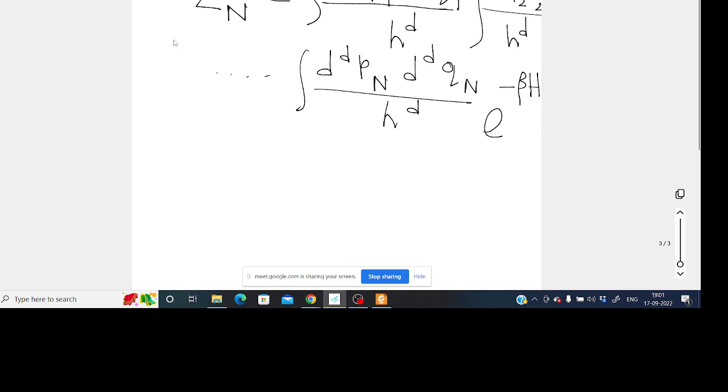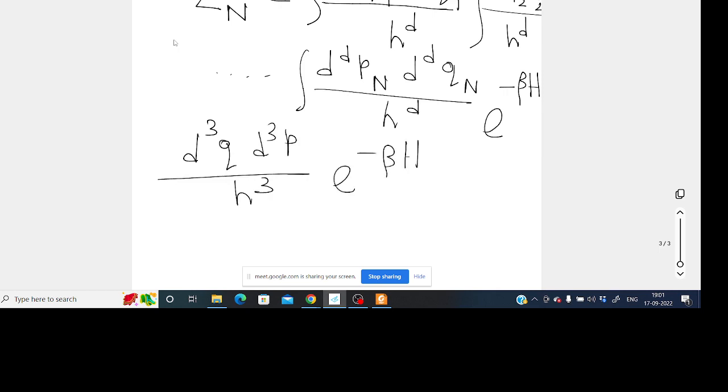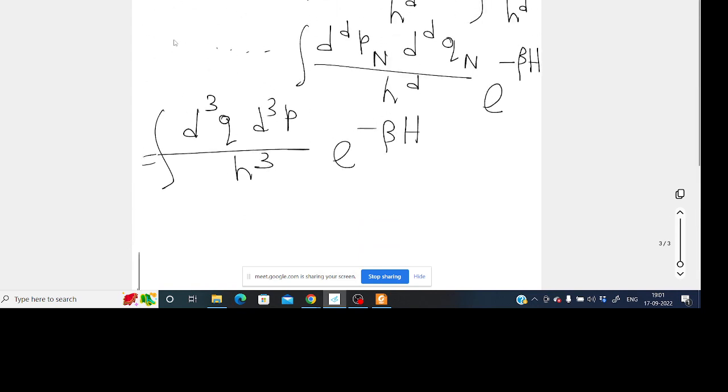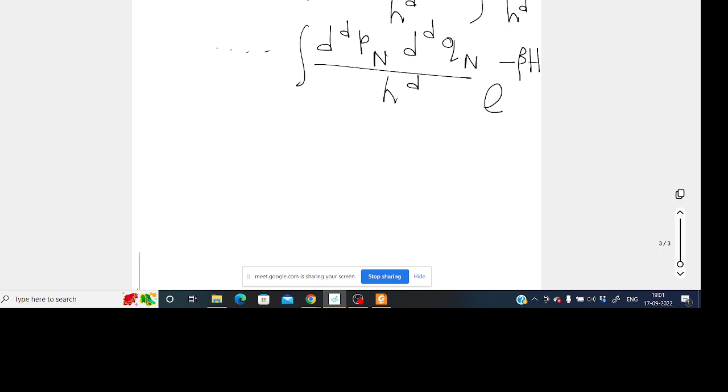So what is D here? D is the dimension. So for 3 dimensions you write it like this. Let's say this is the canonical partition function for a single particle, so you write it like this. D is the spatial dimension, nothing else. This d is just the volume element.